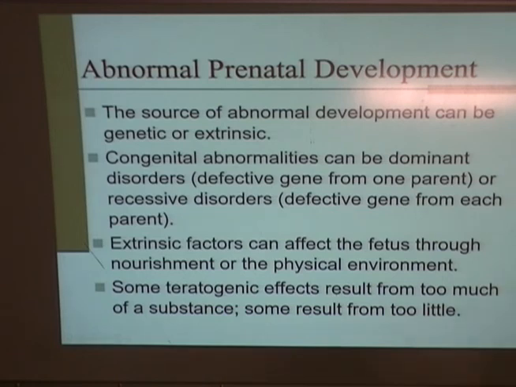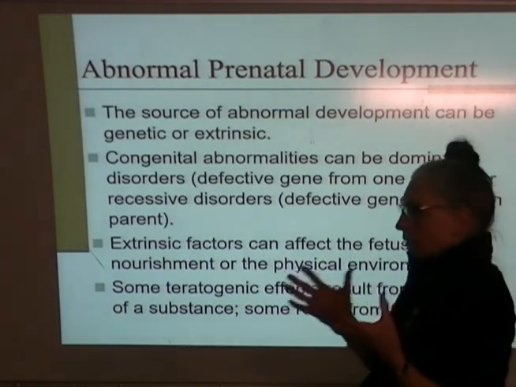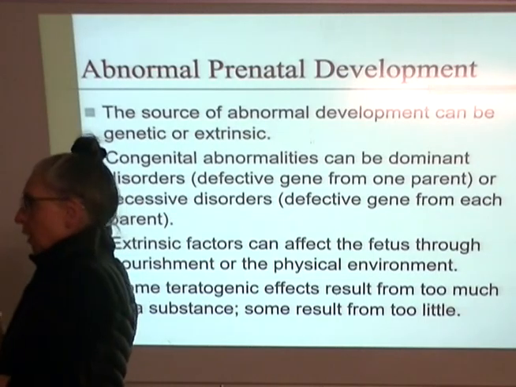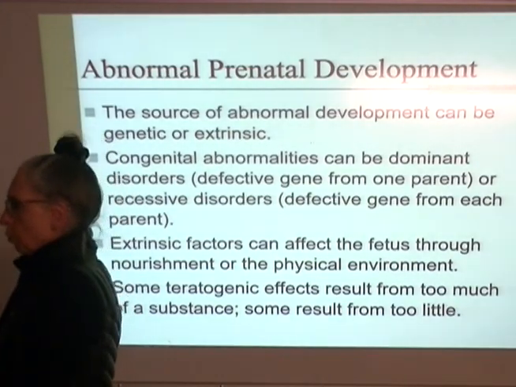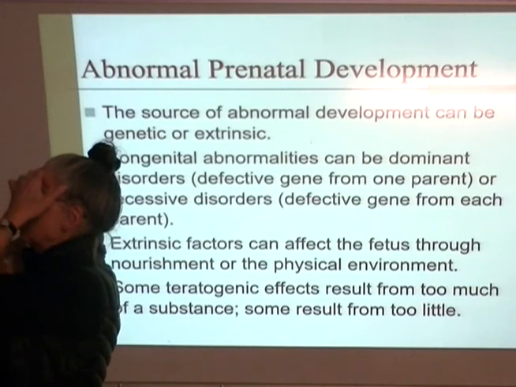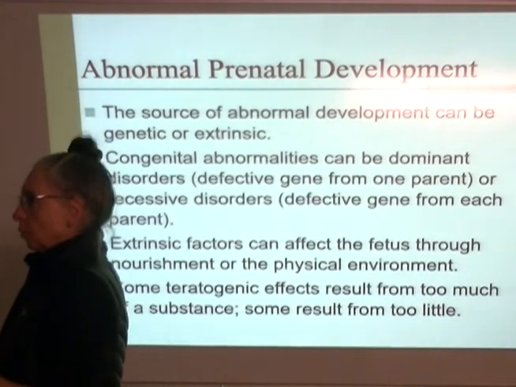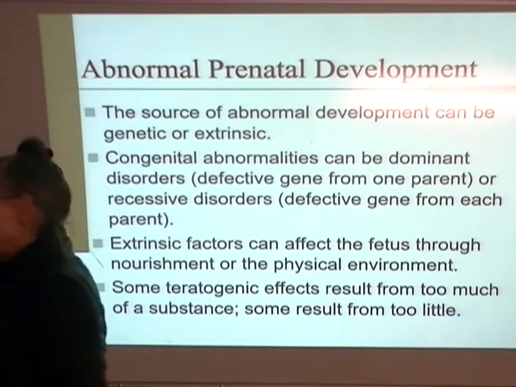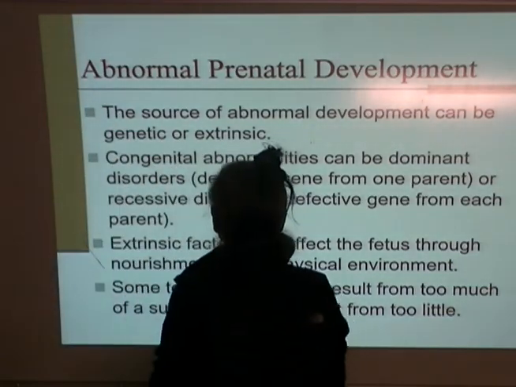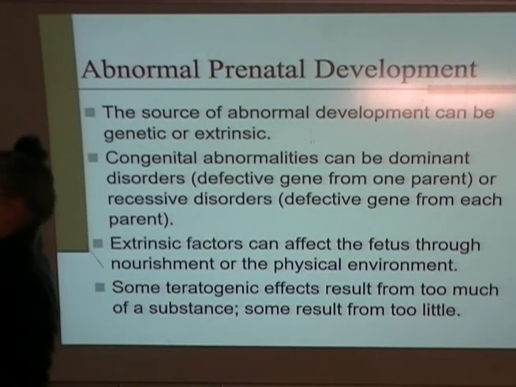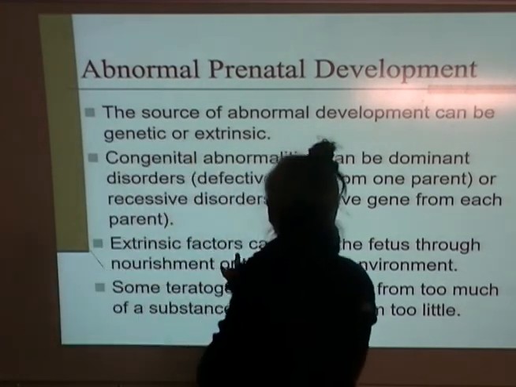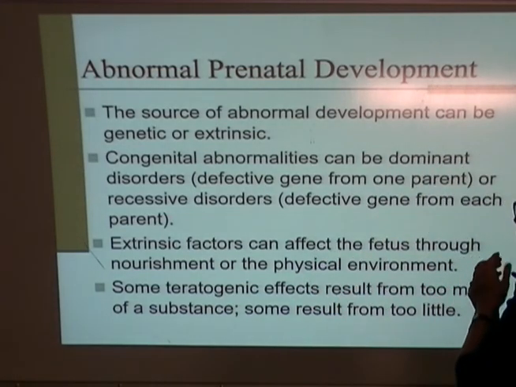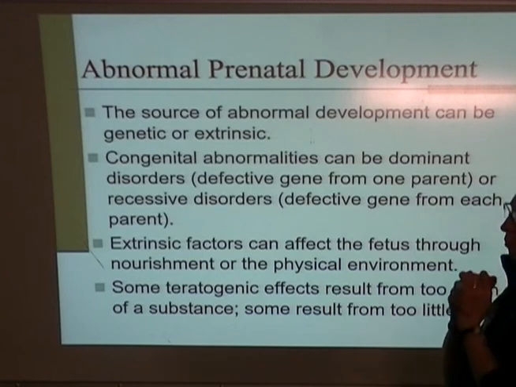So, typically, right, the baby is going to be healthy, it's going to be formed correctly, it's not going to be birthed with any particular problems. Unfortunately, for a very small percentage of children, they are born with a genetic congenital abnormality. That congenital abnormality can be what we call a dominant disorder.